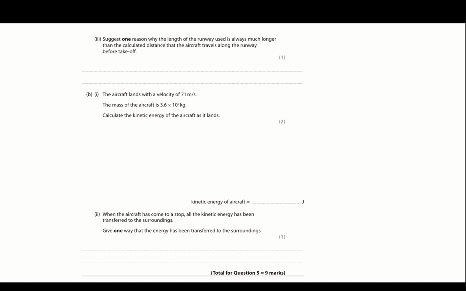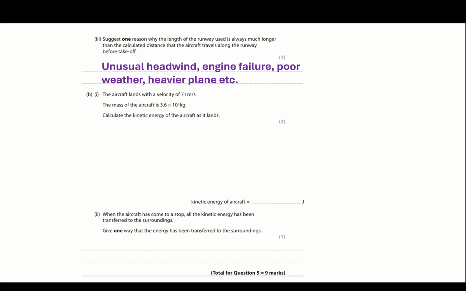Suggests one reason why the length of the runway is much longer than the calculated distance. So here we just got to say, well, things can go wrong. The weather can go wrong. We could have a really icy runway or something. Yeah, so anything to just say it's a backup. So we could have an unusual headwind, an engine failure, poor weather, a heavier plane, anything. Any sensible answer in there to just say that we need to be careful because some things can change.